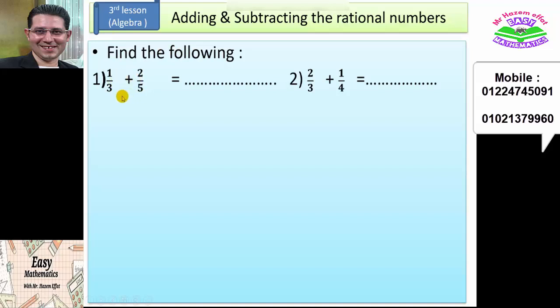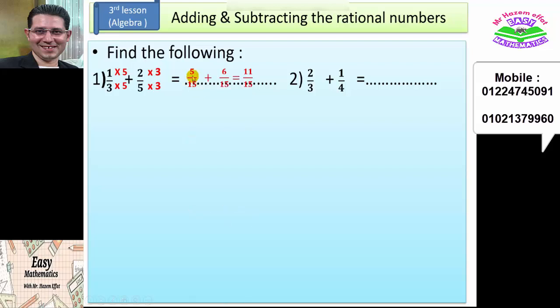How to add these two fractions? We can't add both of them at first because they have different denominators, 3 and 5. At the first, we must change both of them to have the same denominator. So we must multiply 5 up and down here and multiply 3 up and down here to convert into two fractions that have the same denominator, like that. Multiply 1/3 by 5 up and down and multiply 2/5 by 3 up and down.